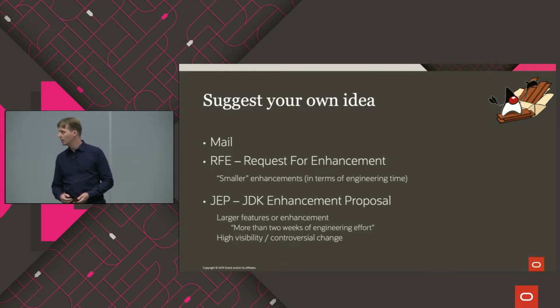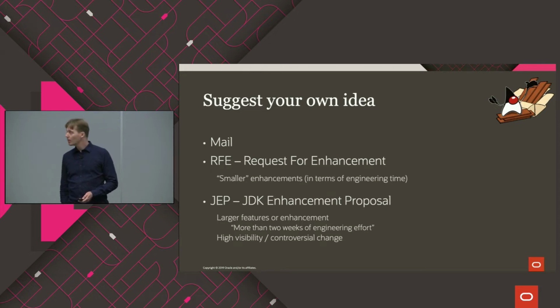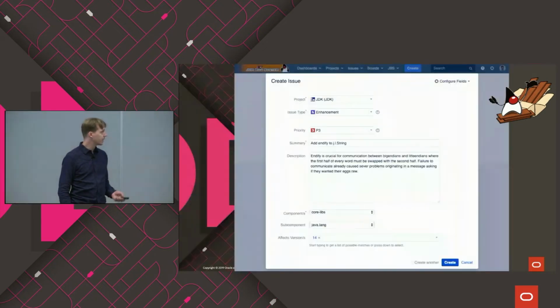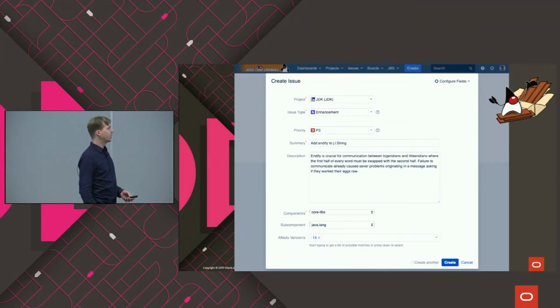So there could be, and usually are, a lot of RFEs that are just as important for the OpenJDK as any given JEP. So it's a good idea to look at those as well if you want to know what happens in a release.